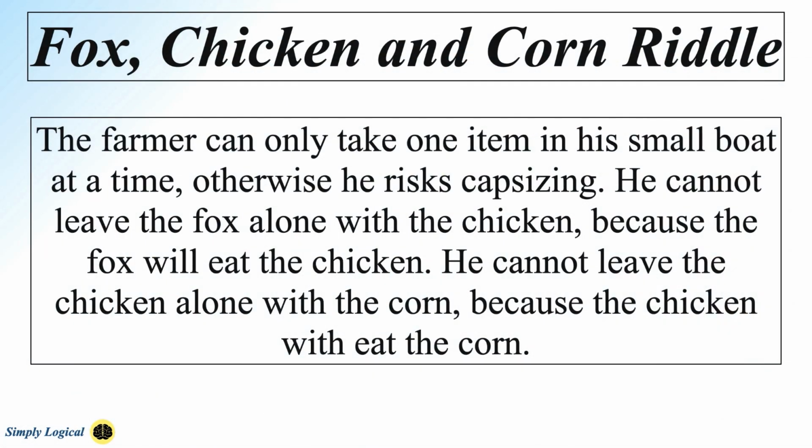The farmer can only take one item in his small boat at a time, otherwise, he risks capsizing. He cannot leave the fox alone with the chicken because the fox will eat the chicken. He cannot leave the chicken alone with the corn because the chicken will eat the corn. How will the farmer cross the river without losing anything?